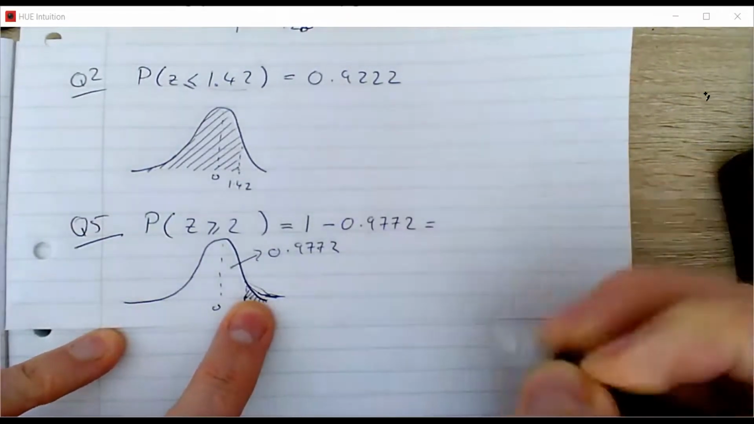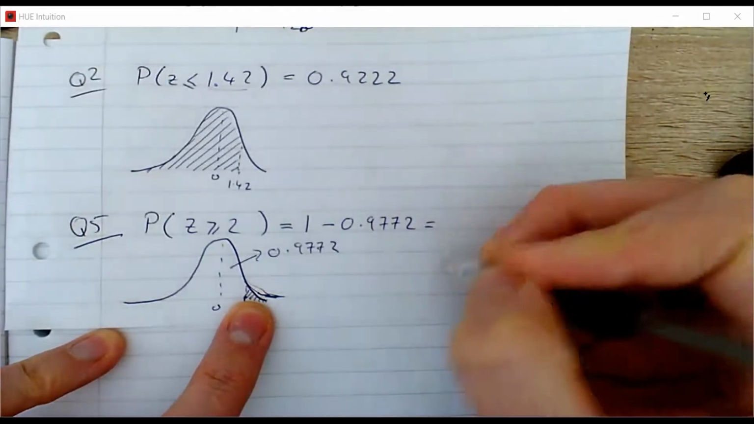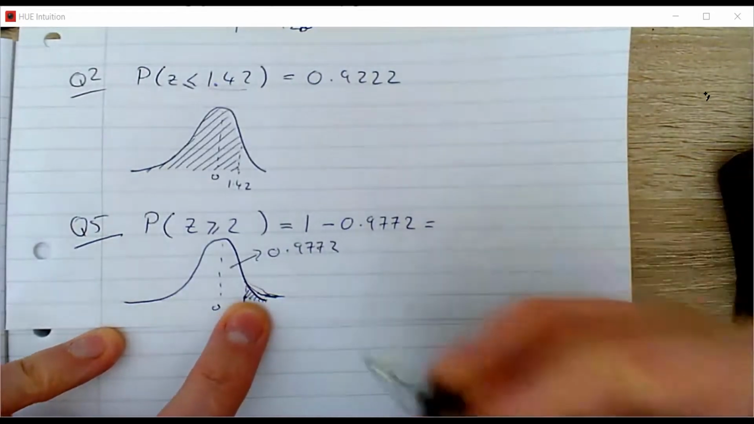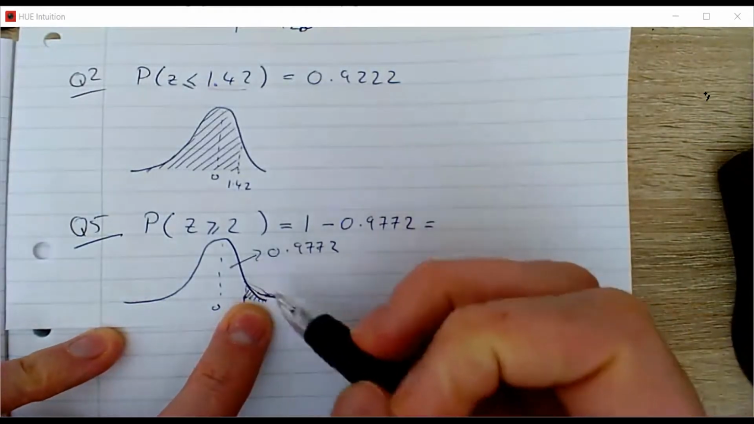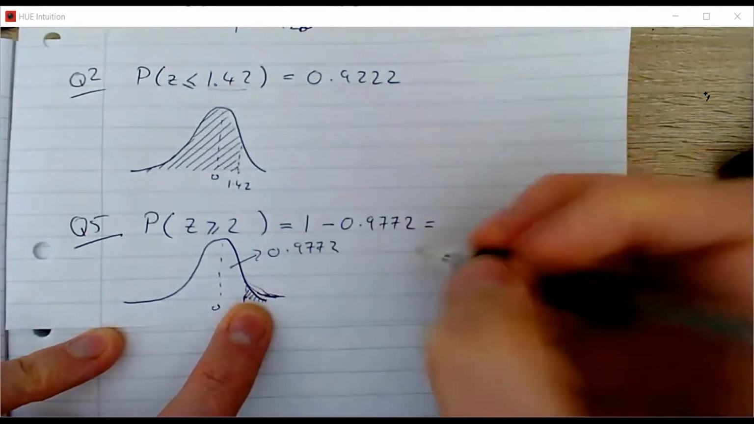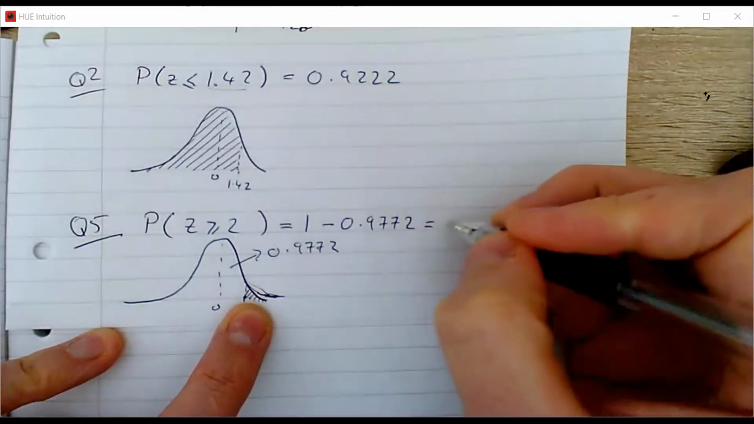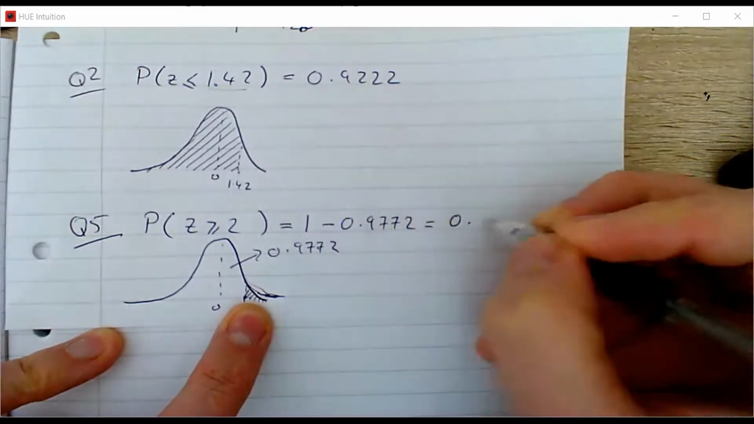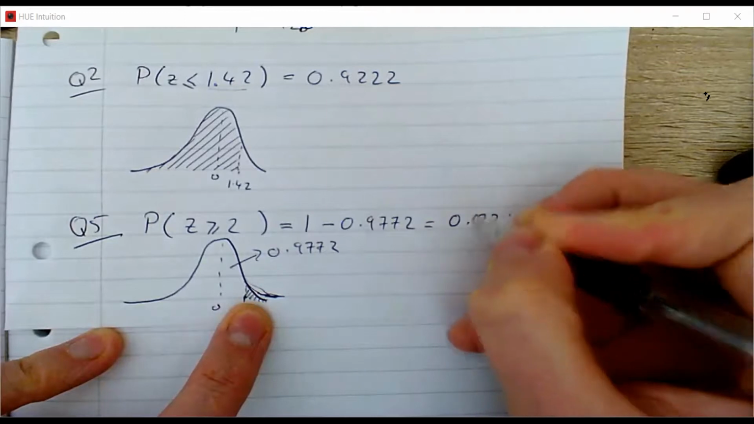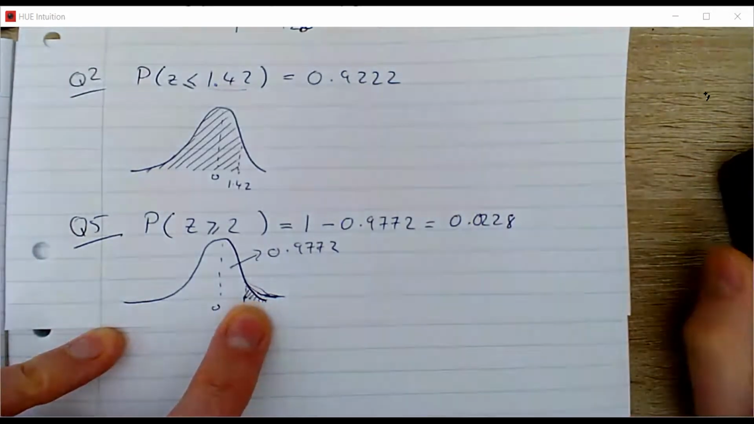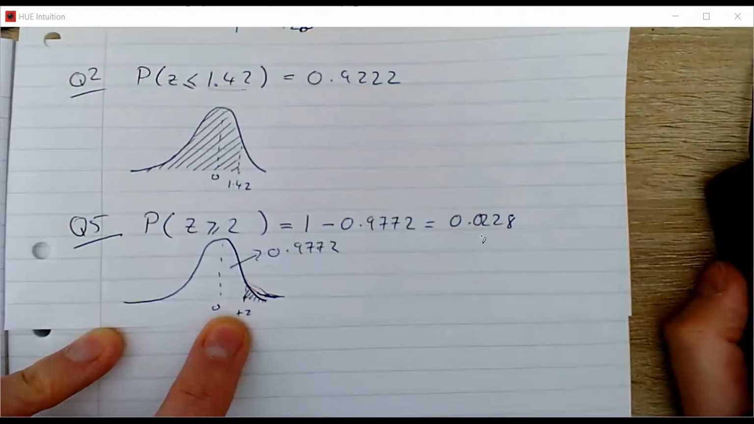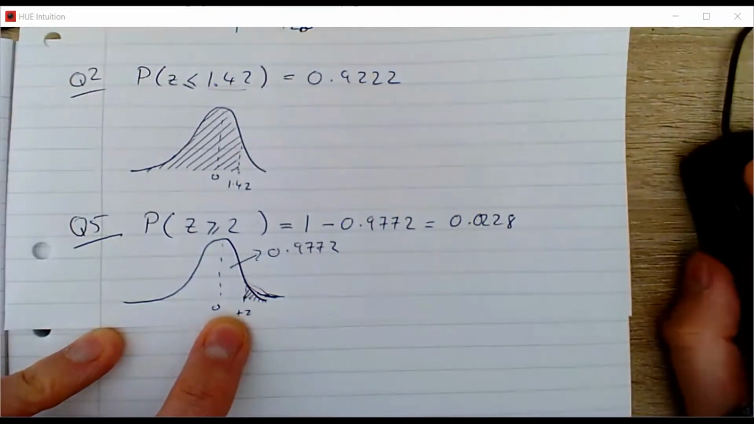0.9772. Okay, and a question that I'm always being asked by students is, when do I do a 1 minus, or when do I not do a 1 minus? And the answer is draw a diagram, and you'll get very used to this as you go. 0.0228. Okay, so less than 2% in percentage terms there, or sorry, just slightly more than 2%.